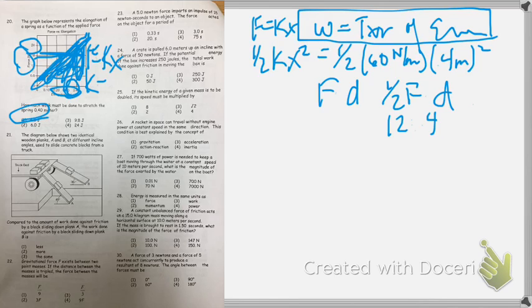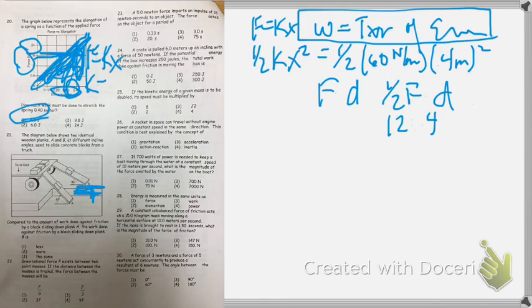Question 21, you have two identical wooden planks. So they're the same length, but they're at different incline angles, which I don't know how that could be. Great question. Oh, this one is lower. I see why, because there's this extra height here. Maybe if they shaded that a little better for me, I would see it. Compare the amount of work done against friction by a block sliding down plank A. The work done against friction by a block sliding down plank B is.